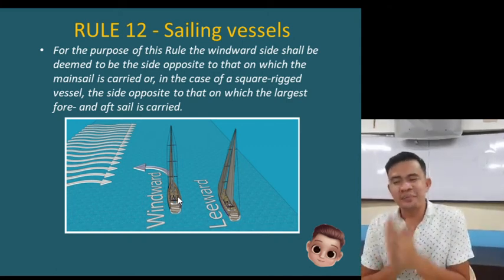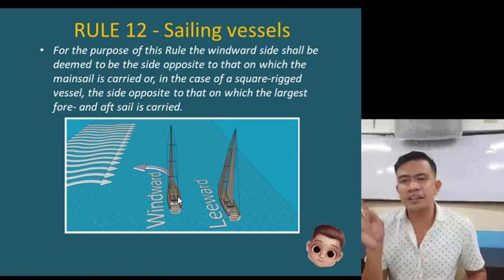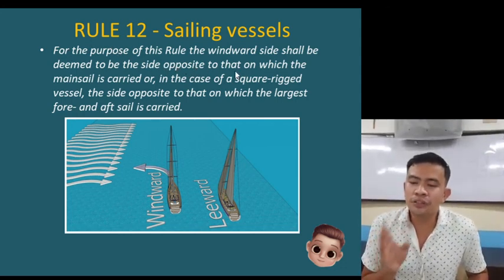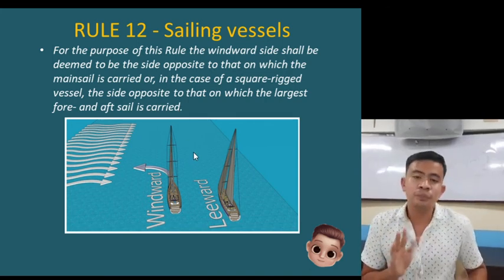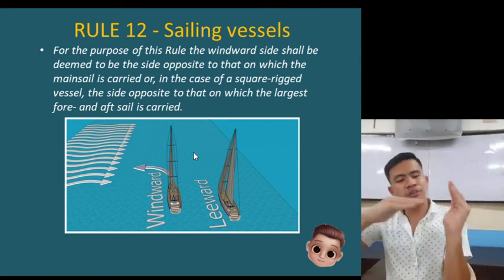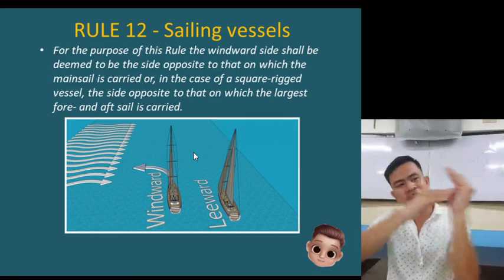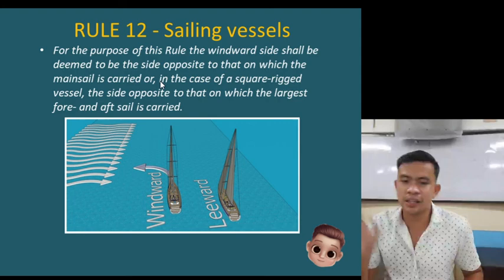This one actually talks about kung ano yung windward and leeward. I've been explaining this one kanina pa, that the windward is the side that receives the wind first, or this one nears. O, ito sabi dito, the leeward side shall be deemed to be the side opposite to that on which the mainsail is carried, or in the case of a square rig vessel, the side opposite to that on which the largest fore and aft sail is carried. When you say carried, dinadala. So, di ba, gumaganon. Kapag tumama yung wind, syempre, yung parang trapal or parang yung sail niya, nagbe-bend siyang ganon. So, kinikerry siya. No? So, ang sabi daw, side opposite to that on which the mainsail is carried. No? So, this one is the windward side.